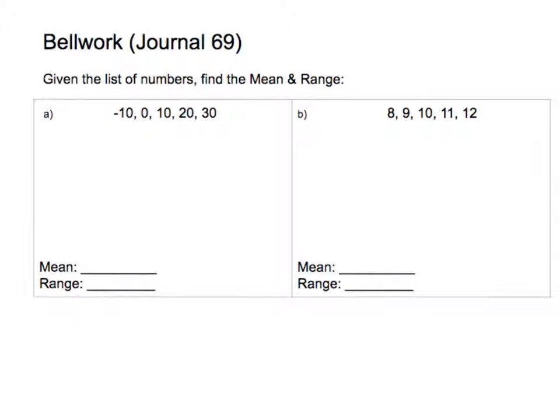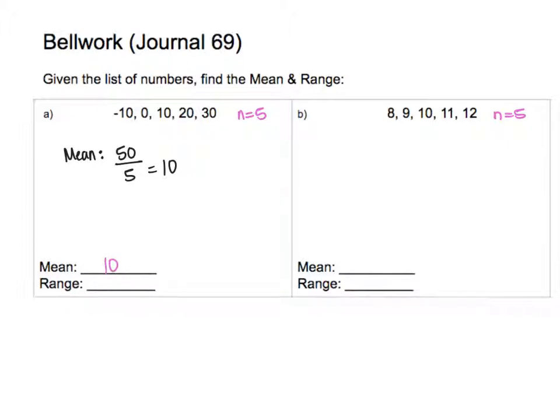Okay, so I'm going to work out the problems here. If I want to find the mean, that's when I take the sum of my list of numbers. So if I were to add up all the numbers that are here, I would get 50. And then you take the sum and divide it by the number of terms you have. The number of terms I have here are 5 terms, and same as this one, I have 5 terms here. So if I divide this by 5, I get 10. So my mean here is 10.